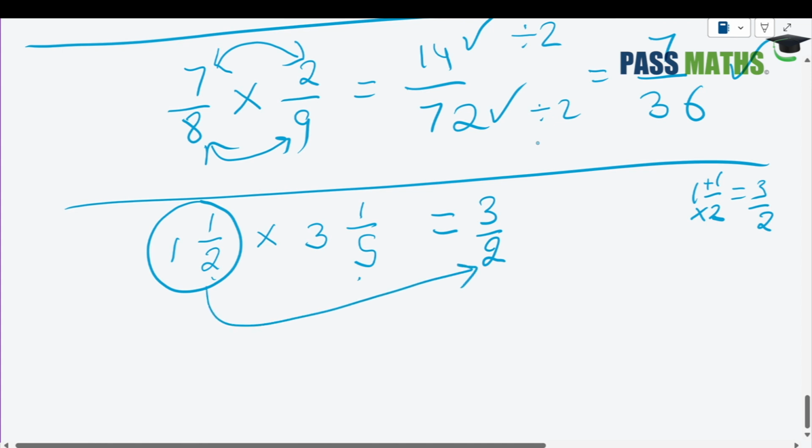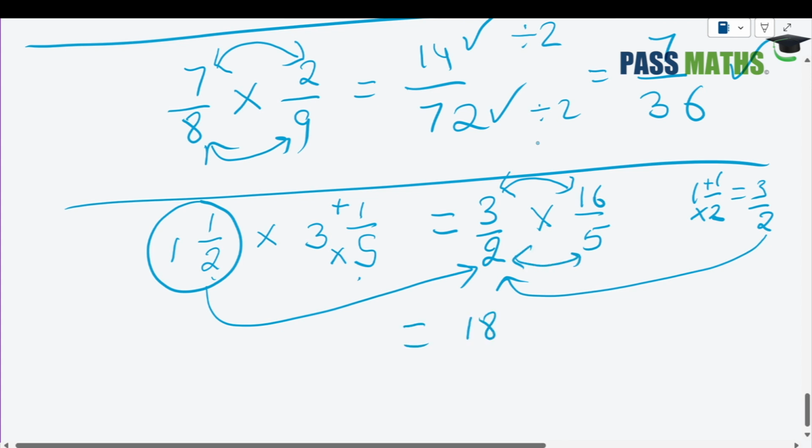So that gave me this. How did I do that? That's here. Then 3 times 5 is 15, plus 1 is 16/5. Denominator stays the same, times sign. Now, numerator times numerator, 3 times 16 is 48, 2 times 5 is 10. So that will be 48/10. Now 2 goes into both, divide by 2, that gives me 24/5.